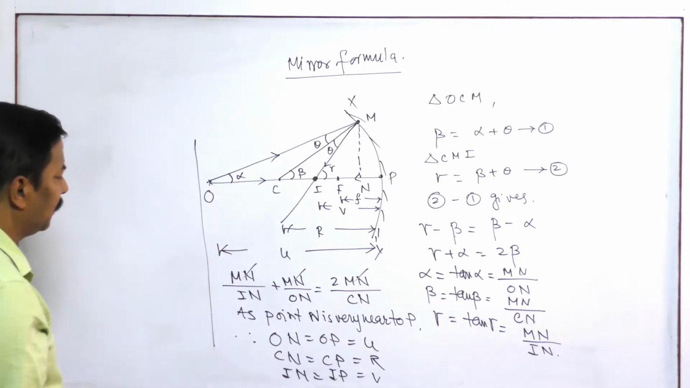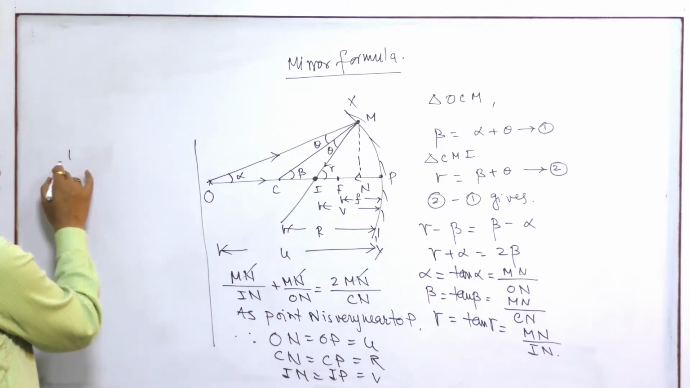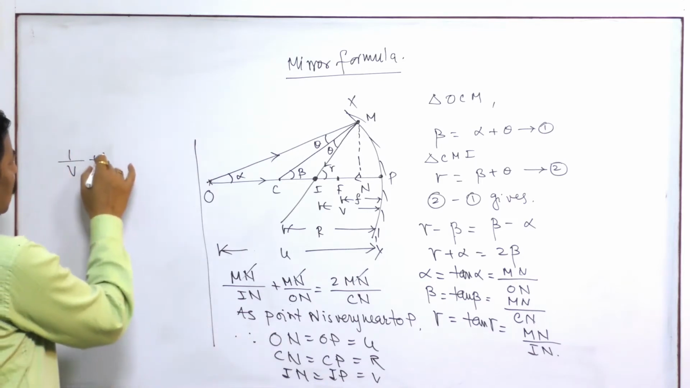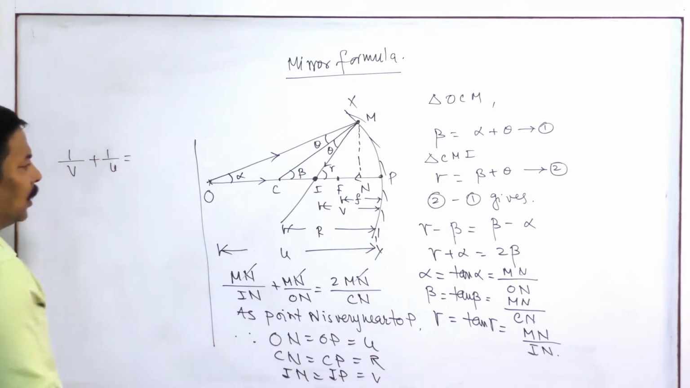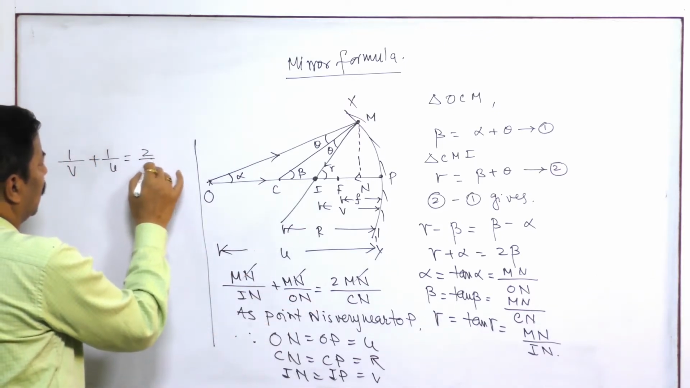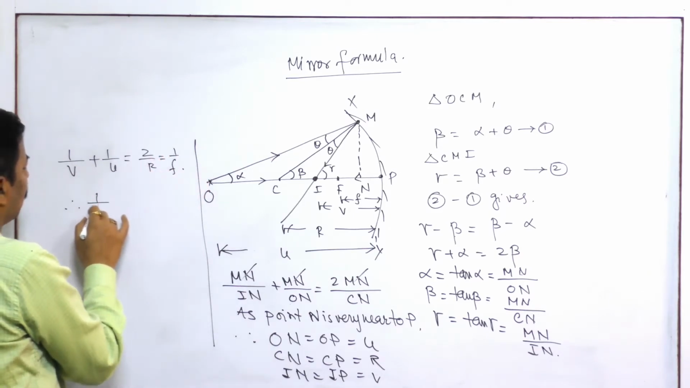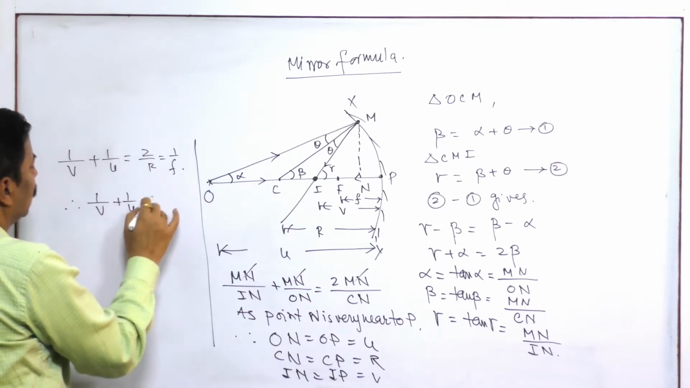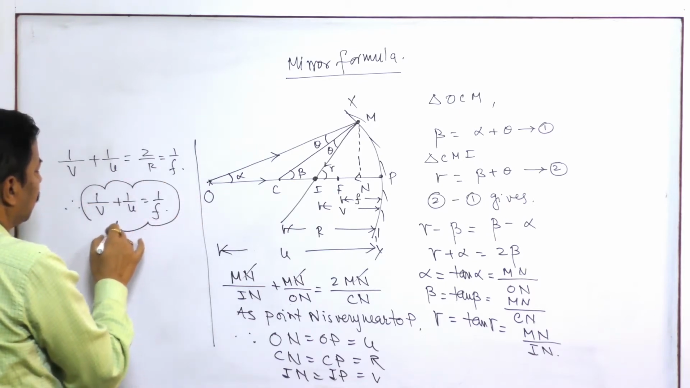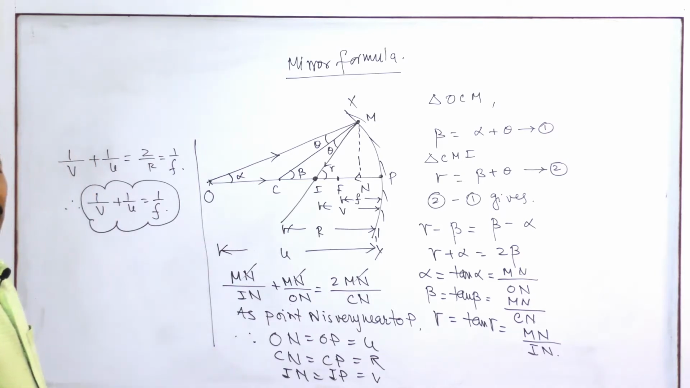When we keep this in mind and put this value, what we are getting is 1 by V plus 1 by U equals 2 by R, that is 1 by F. Therefore, 1 by V plus 1 by U is equal to 1 by F. This is your mirror formula that I have proved using the point object concept.